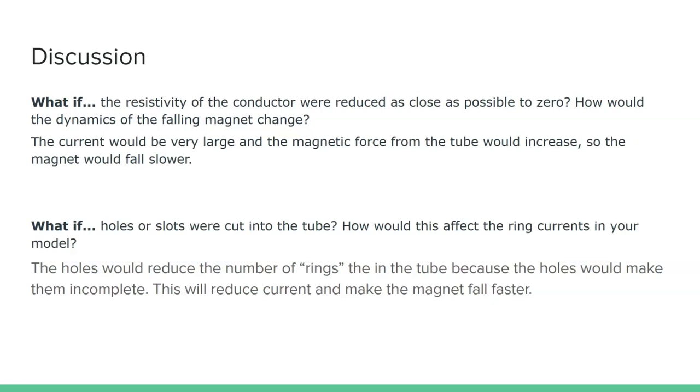And then kind of the opposite with the next question: what if holes or slots were cut into the tube? How would this affect the ring currents in your model? The holes would reduce the number of rings in the tube because the holes would make the rings discontinuous. So this would reduce the current and make the magnet fall much faster.